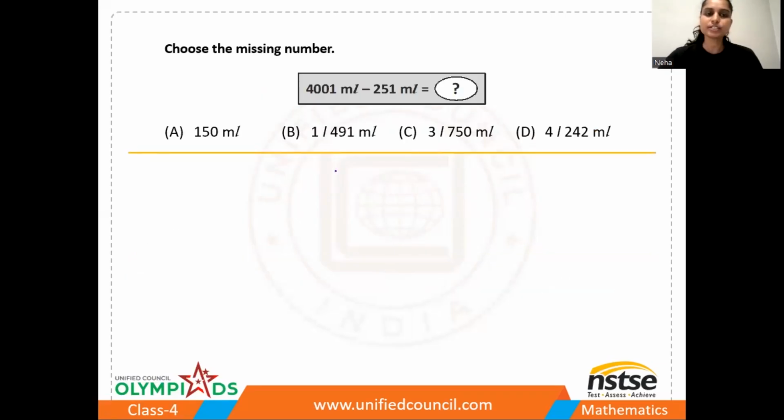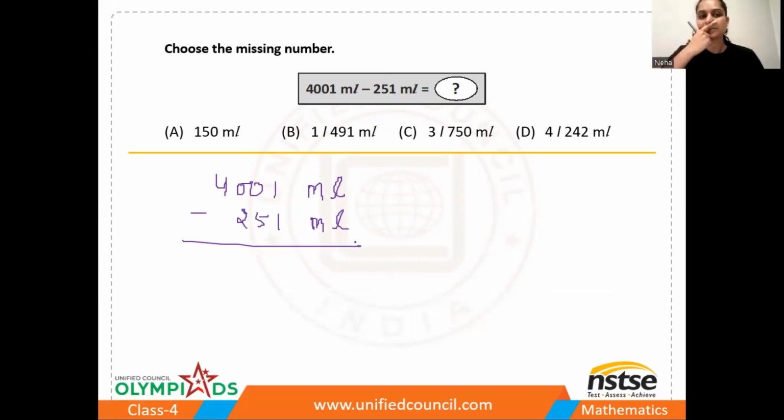Here is the next question on the screen. Choose the missing number. Okay, so basically, this is 4001 ml, and this is 251 ml. So what you have to do is just subtract these two numbers, right? You have to just subtract these two numbers, correct? This is what you have to do in this question.